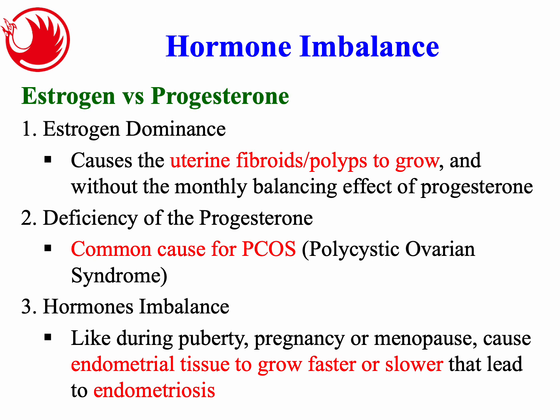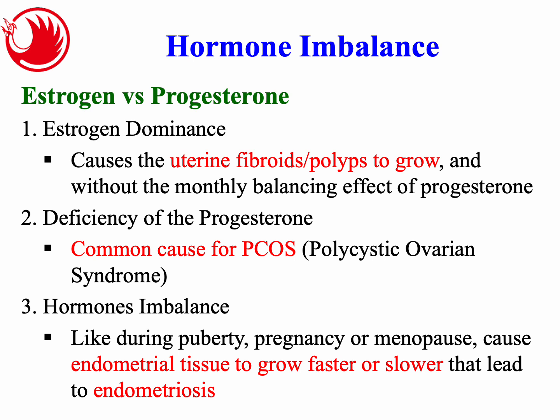They cause the growth. The effect is that they cause the growth of the uterine fibroid and polyps. This happens without the balancing effect of progesterone. Then they need sufficient progesterone to stop the growth of fibroid.